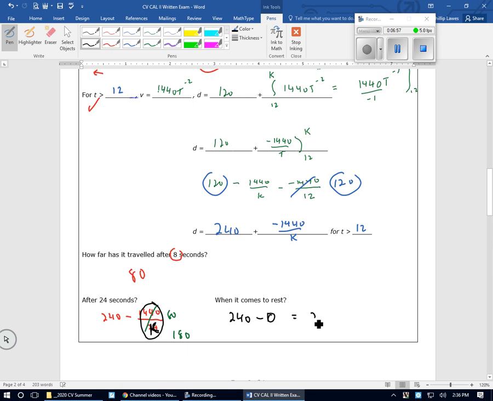And so the distance it's traveled is 240. 240. All right, next page.